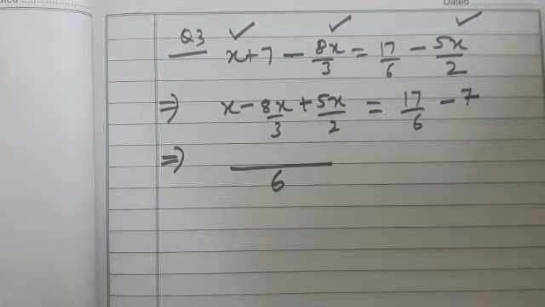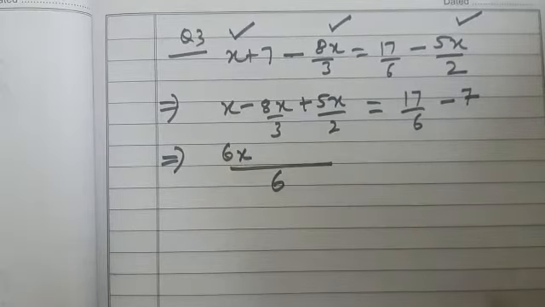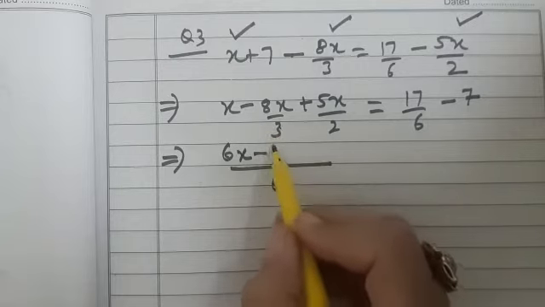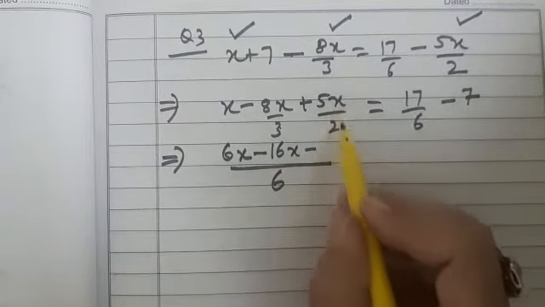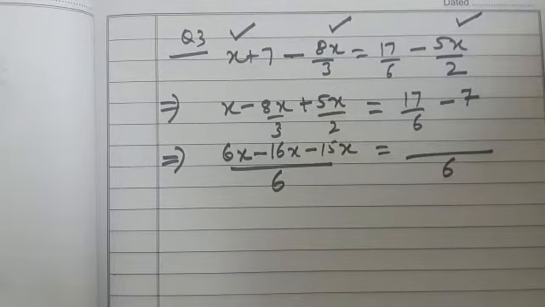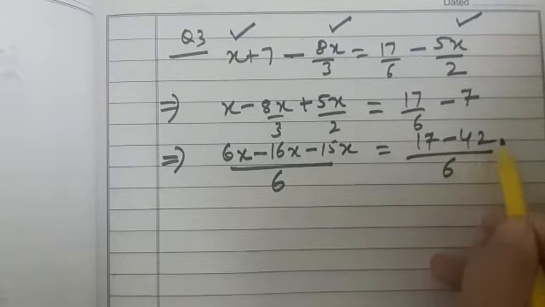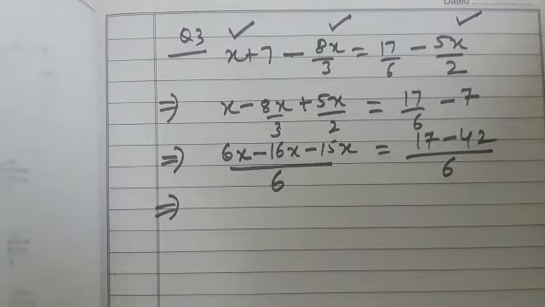Now again take the LCM. We take the LCM as 6 on the left hand side. So here we have 6x minus 3 2s are 6. So 2 8s are 16x. 2 3s are 6. So 3 5s are 15x. Equals, here also you take LCM as 6. So 17 minus 42. Clear? Okay, now you simplify this. What do you get?